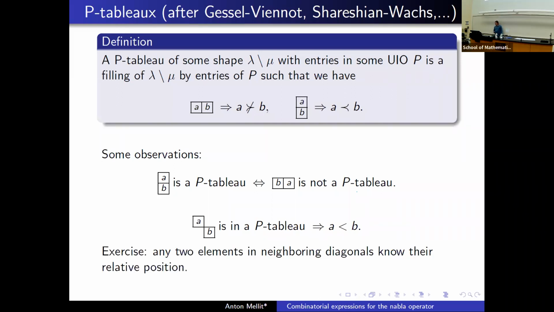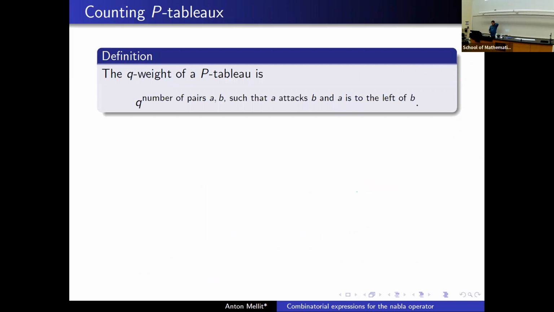And then here is one more exercise: if you have two neighboring diagonals in the skew shape, and you know that A is in one diagonal and B is in the other diagonal, it completely determines if A is supposed to be higher than B or lower. If you played with semi-standard tableaux, this is a very useful property. So any two elements in neighboring diagonals know their relative position. Okay, so that's just some sort of introduction.